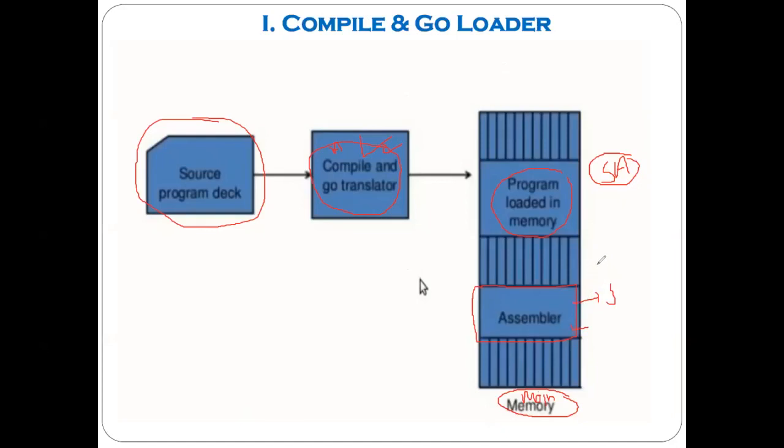Now you must have done assembly language programs. Where were you installing the assembler? You must have used TASM, right? Where are you installing that, the secondary memory or the primary memory?